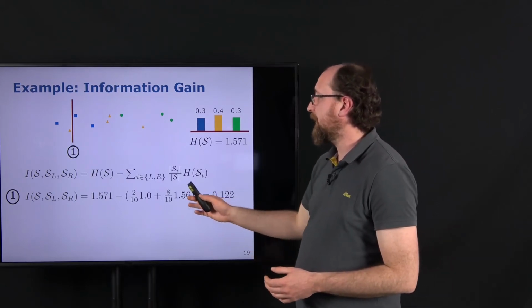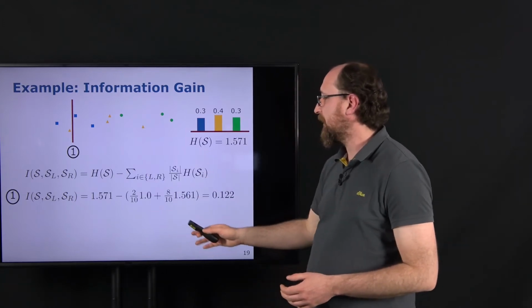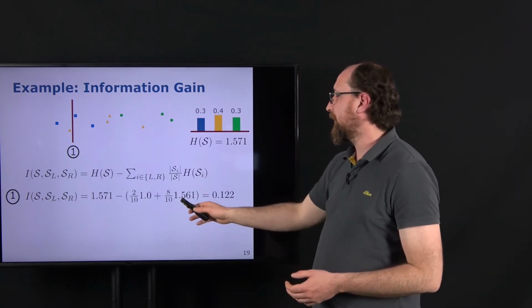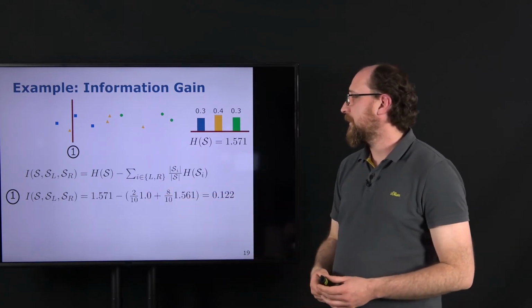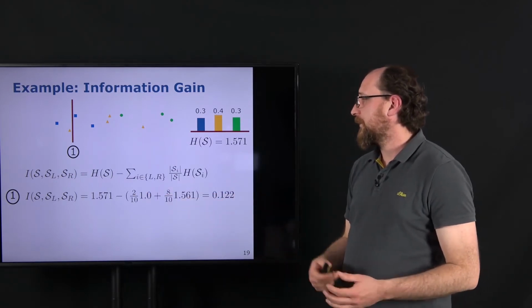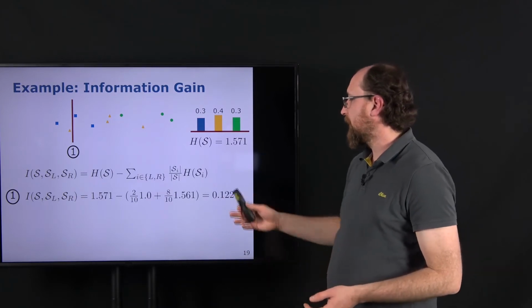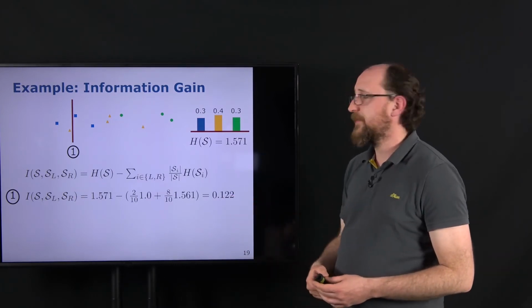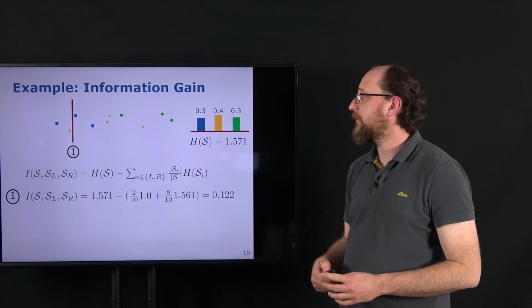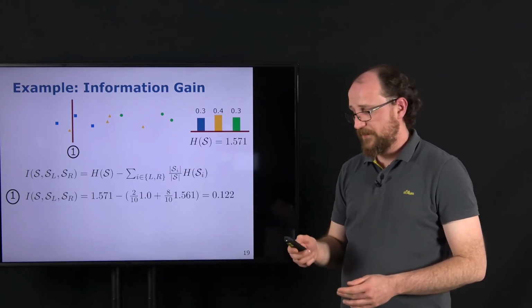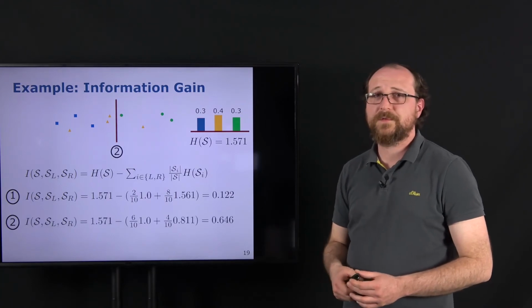And the rest of the set are then the remaining 8 points, and this will give us an entropy of 1.56. And when we then do the arithmetic, we get out that this split gets an information gain of 0.122. And as we will now see, when we take a different split, we get a different information gain in the end.